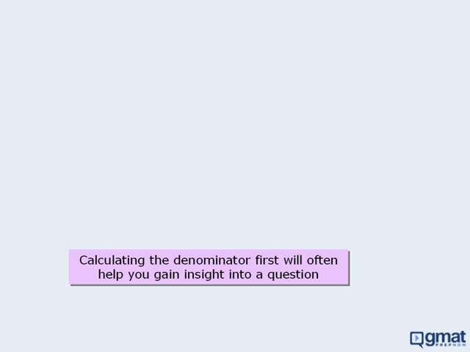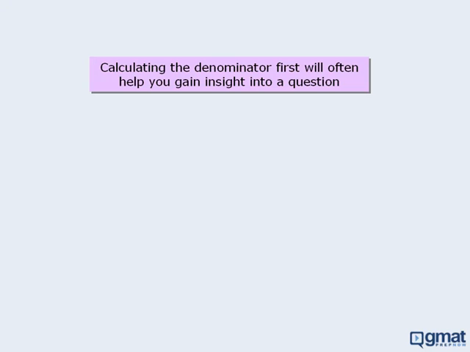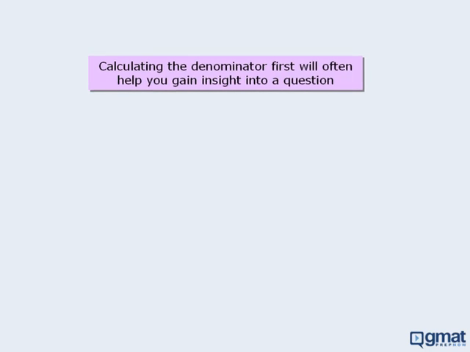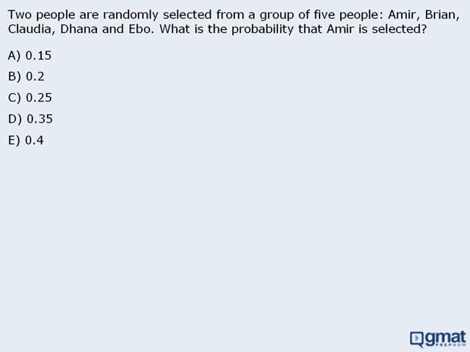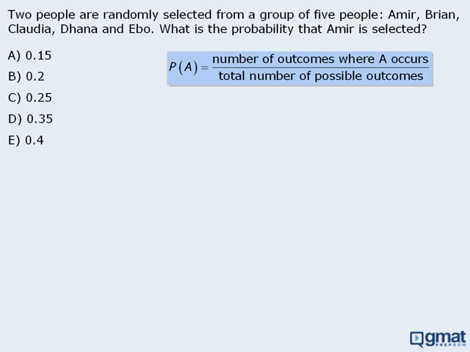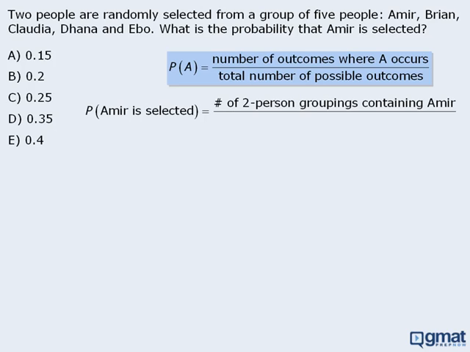Now, I've already mentioned the importance of evaluating the denominator first when tackling probability questions that can be solved using the probability formula. Now let's examine a question that illustrates the utility of this strategy. Here we are randomly selecting 2 people from 5 people, and we want to determine the probability that Amir is selected. To solve this question, we can apply our formula. So the probability that Amir is selected is equal to the total number of outcomes where Amir is one of the selected people, divided by the total number of ways to select 2 people from 5 people.